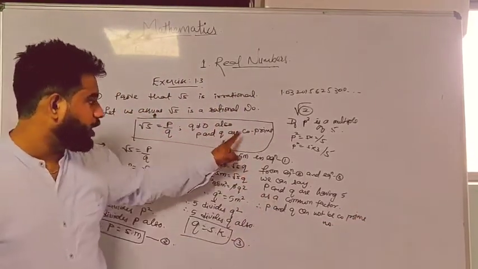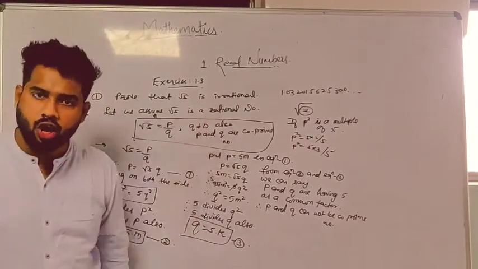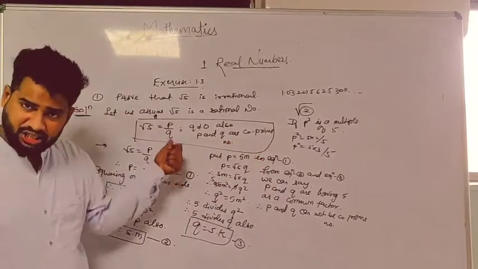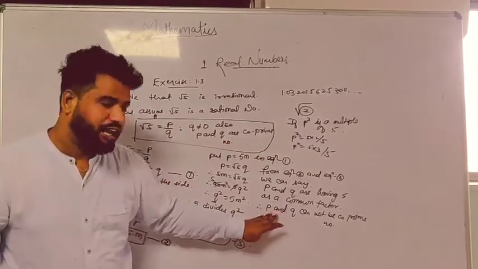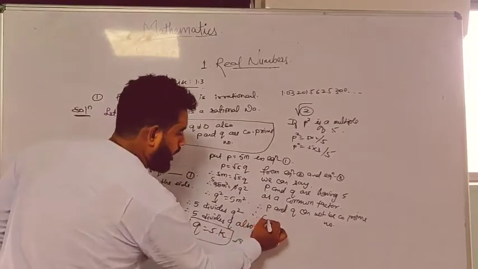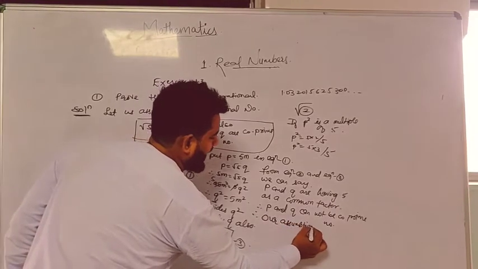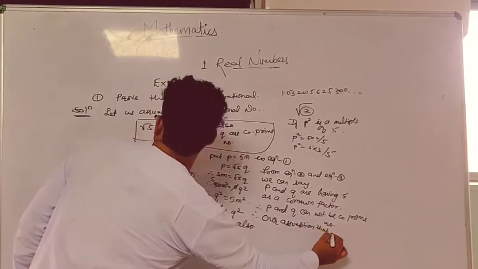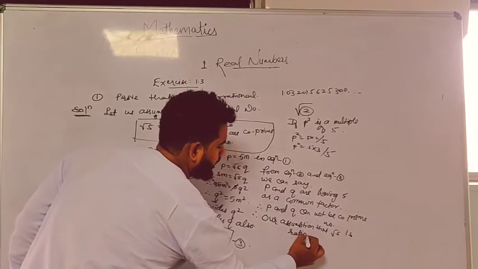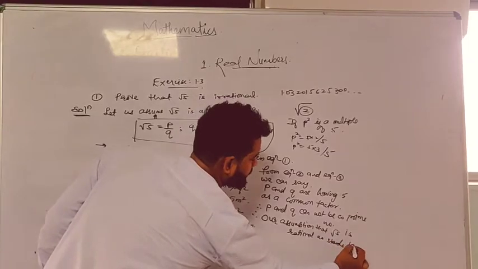And if P and Q cannot be co-prime numbers, then whatever we assumed is wrong, because we assumed P and Q are co-prime and hence root 5 is rational. But here we are getting the result that P and Q are not co-prime numbers. Therefore, our assumption that root 5 is a rational number stands false.